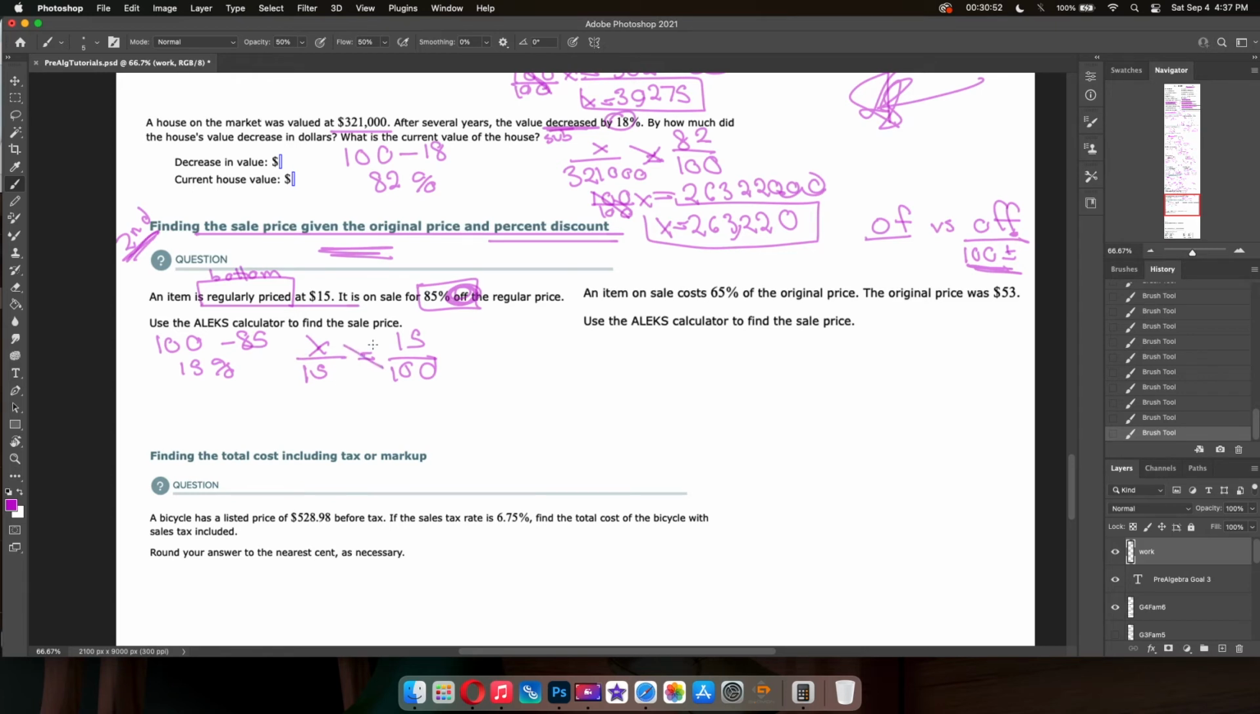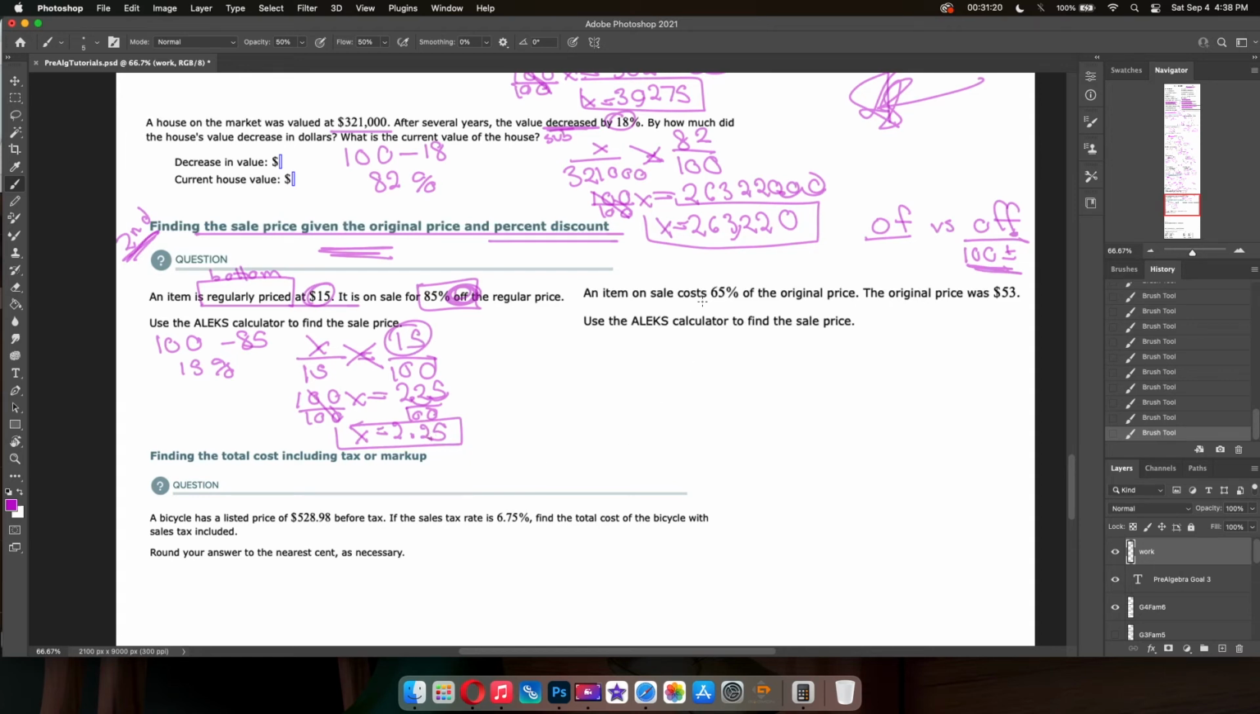Absolutely. Cross multiply. 100x equals 15 times 15, which is, of course, 225. And then we're going to divide by 100, divide by 100, which means we move the decimal over 2 places. X equals 2.25. And does that make sense? It's $15. We want only 15%, which is a pretty small amount of it. 2.25, yeah, that sounds about right.